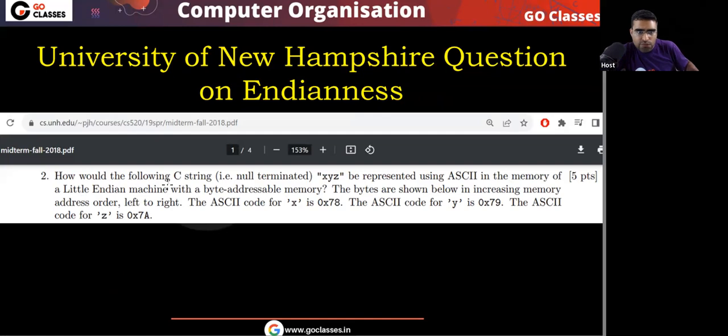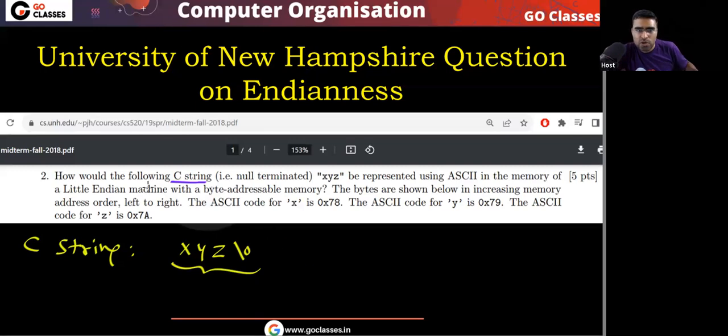How would the following C string, null terminated, be represented? This string is given to you that is null terminated. So this is the C string that is null terminated. So what is this string? Anyone? In C language, this string is basically X, Y, Z, and it will be null terminated. Yes or no? This is your string, correct?